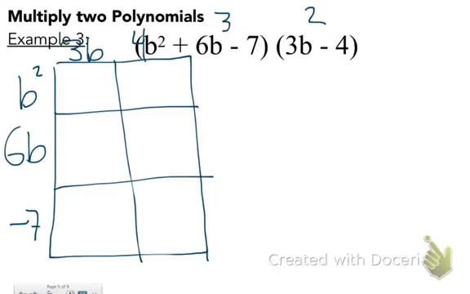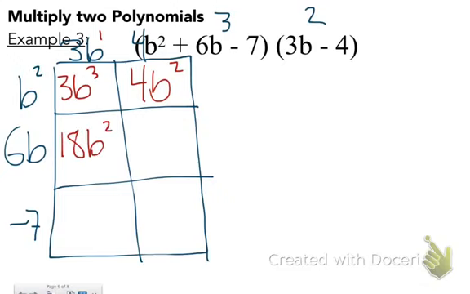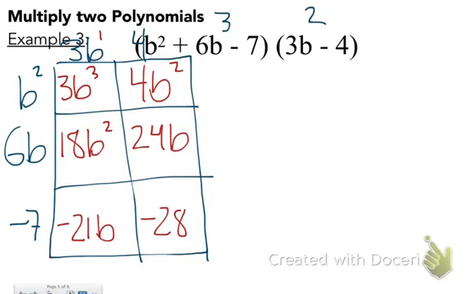B squared times 3b is going to become 3b cubed. Remember, 3 times 1 is 3. B squared times b to the first, add exponents. B squared times 4 becomes 4b squared. 3b times 6b becomes 18b squared. B times b is b squared. 6b times 4 is 24b. And negative 7 times 3b is negative 21b. And negative 7 times 4 is minus 28.